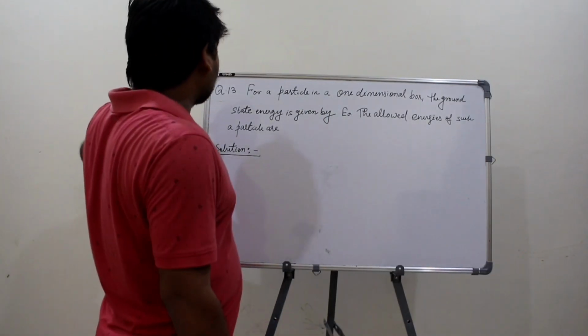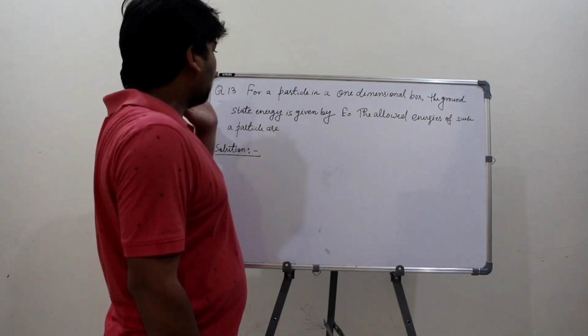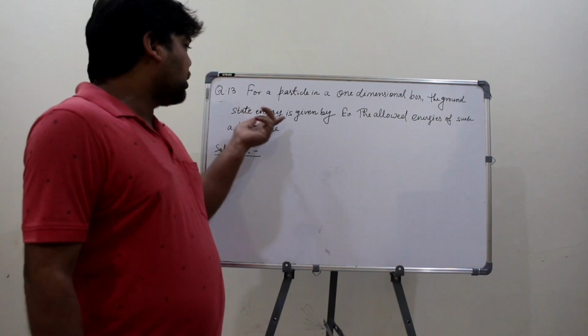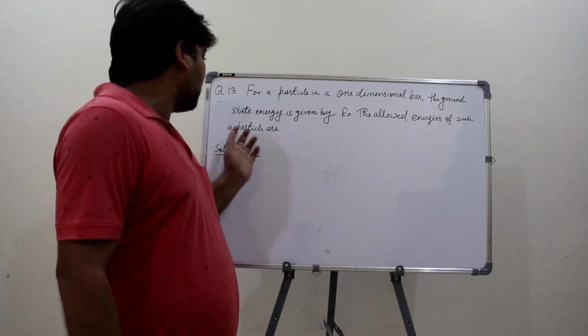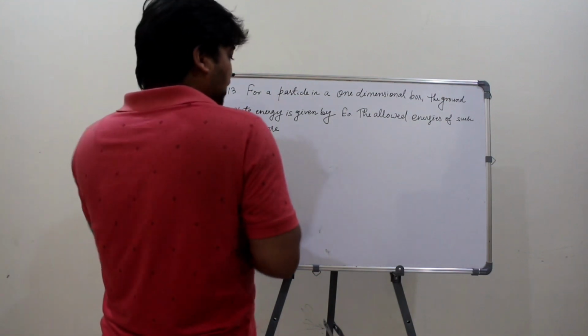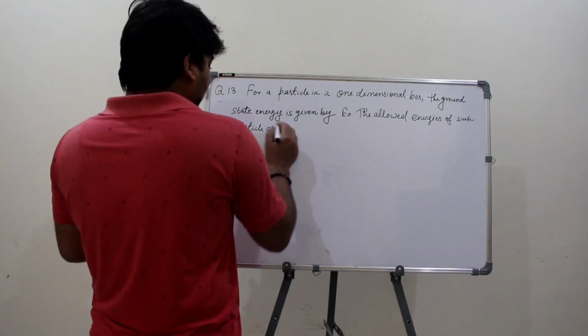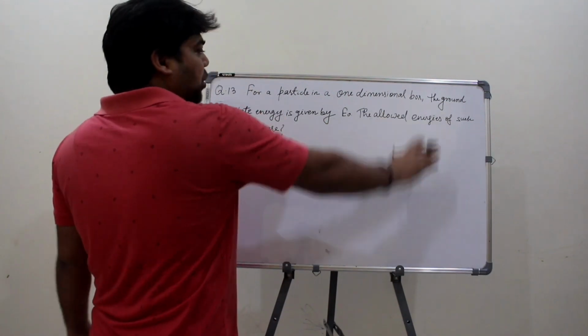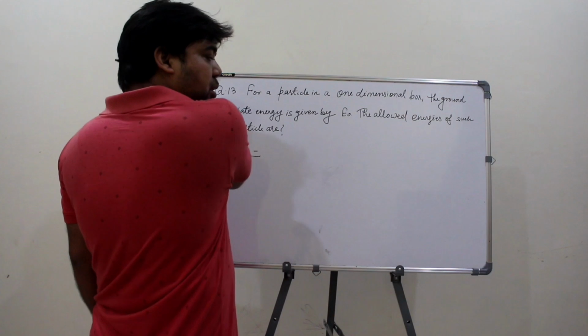Hello everyone, so let us discuss this problem number 13, which says that for a particle in a one-dimensional box, the ground state energy is given by E naught. The allowed energies of such a particle are? So what are the allowed energies? Let us talk about it. So this is a one-dimensional box, and its energy is given by E naught.